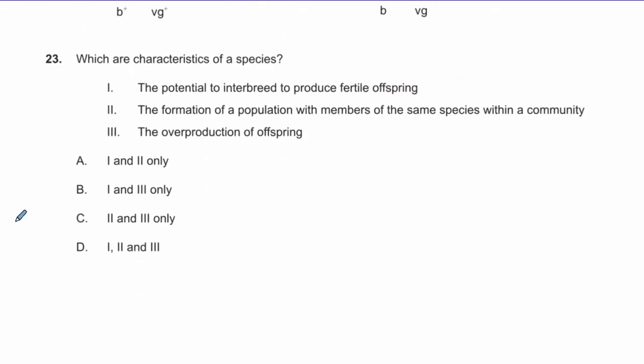23. Which are characteristics of a species? The potential to interbreed, to produce fertile offspring, yes. And the formation of a population with members of the same species within a community. So it basically means that individuals of a species bunched together, I would say it's true. So 1 and 2. Let's see if that was correct. 3. Oh, yes, it was correct.